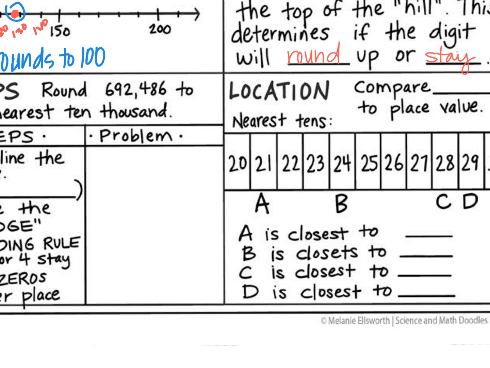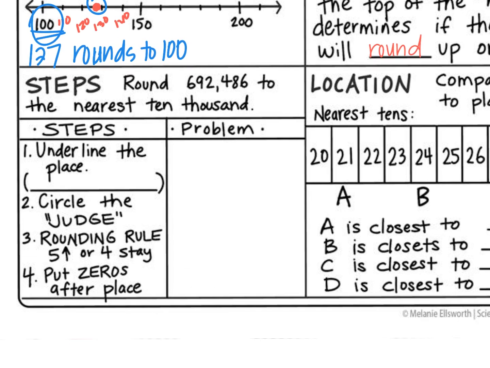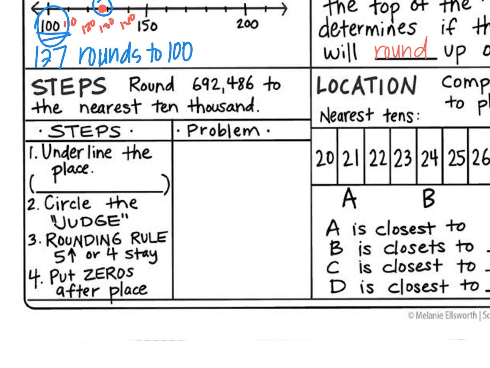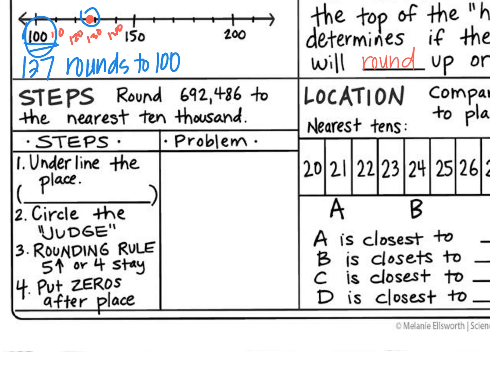Okay, so here are some steps. We're going to break it down. My steps for rounding 6, how do I read that number right there? 692,486. Beautiful. Okay, we want to round that to the nearest 10,000. So I want to make sure I'm rounding to the nearest 10,000.